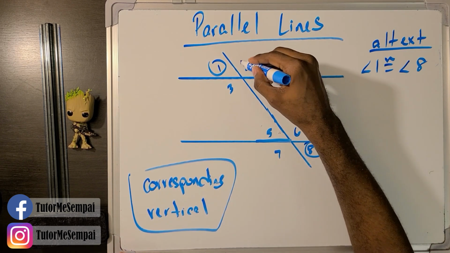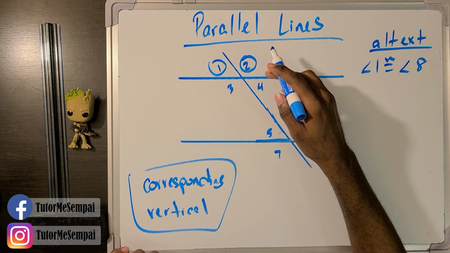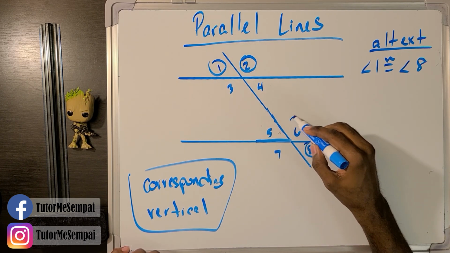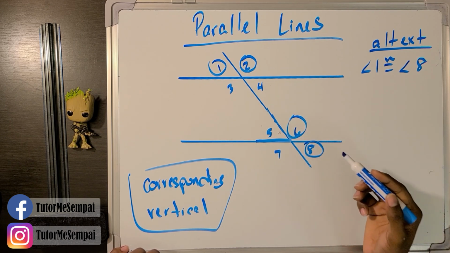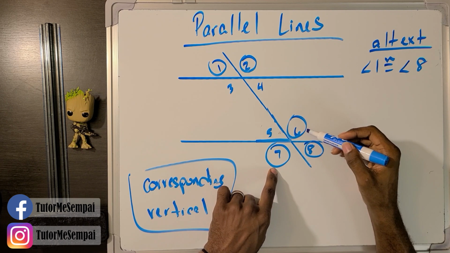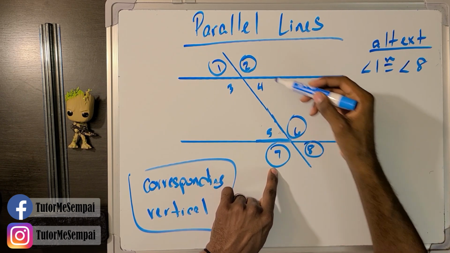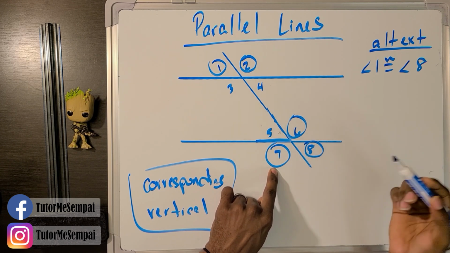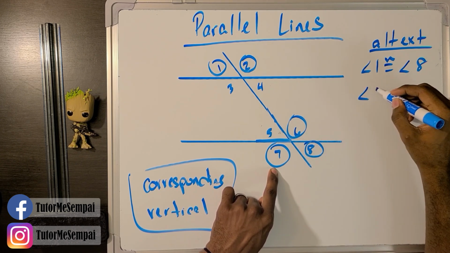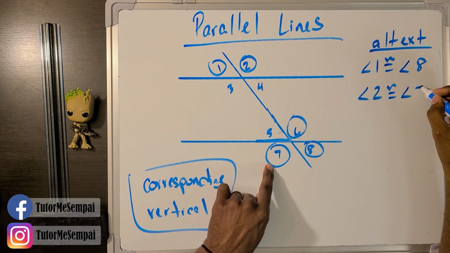The same thing is going to be true for 2 here. Now 2 is going to be corresponding to 6, and 6 is going to be vertical to 7. We know that vertical angles are congruent, and for parallel lines, 2 and 6, these corresponding angles are also congruent. So we have angle 2 is congruent to angle 7.